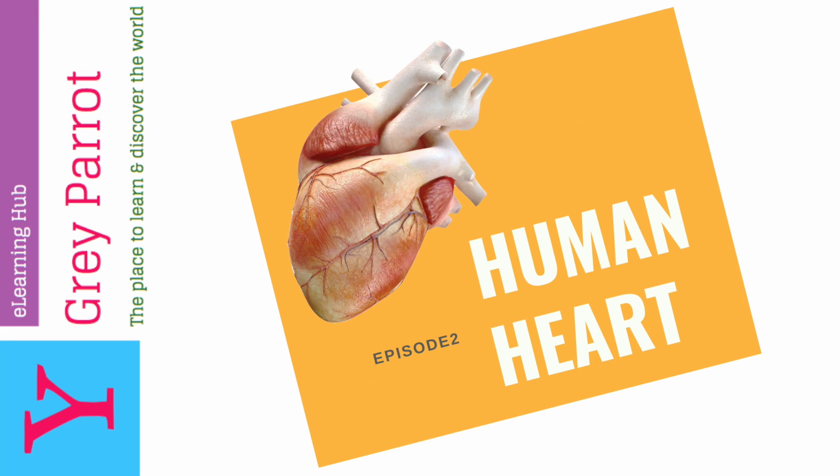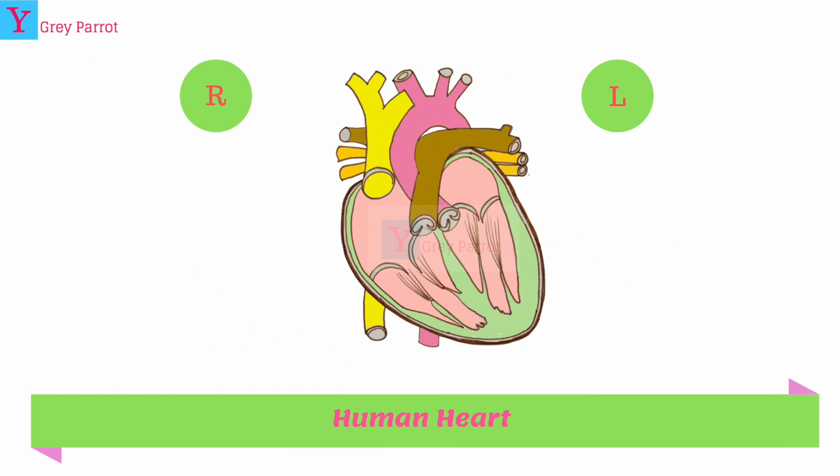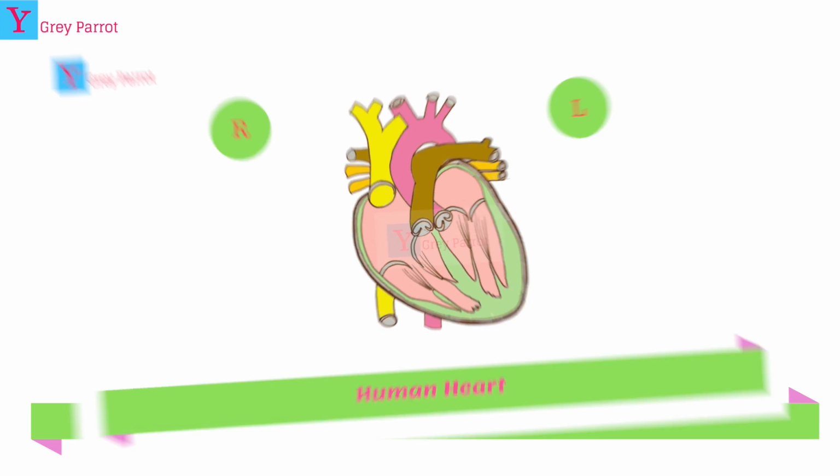Today we are going to learn about the human heart. The heart is the most important organ in the body. So, what is the heart used for? Well, it's used for pumping blood all over our body.